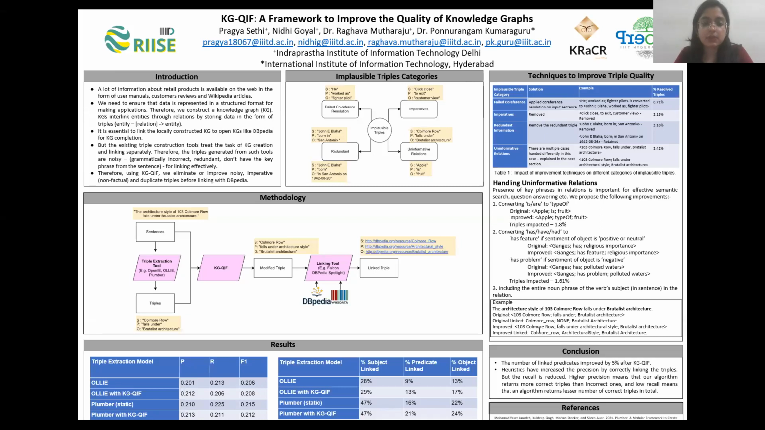The results of our experiments on the WebNLG dataset are shown as follows. For table 3, we can observe that after applying our framework, there has been approximately 4 to 5% increase in the total number of predicates linked. From table 2, we observe that on applying our framework, the precision improves for both triple extraction modules, Ollie and Plumber, which shows that our algorithm returns more correctly linked triples than incorrect ones. However, the recall has become lower after applying our framework. This shows that our algorithm returns a lesser number of correctly linked triples in total.